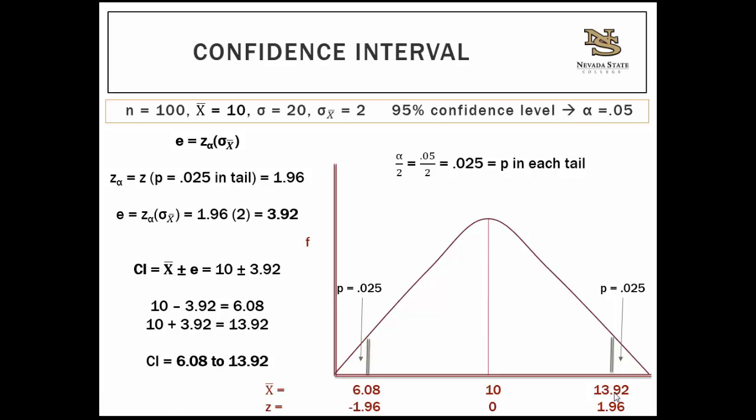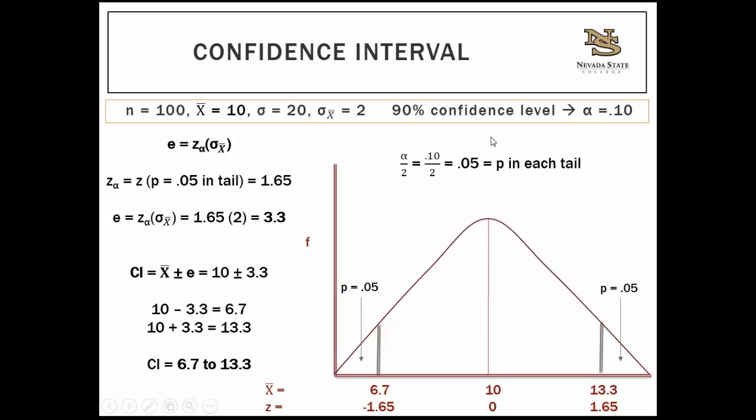Now notice, with a higher confidence level, we are more confident that the true population mean falls between these estimated values. But the interval is wider and is therefore less precise than a situation where we have a smaller confidence level. We're less confident that the population mean falls between these two values, but we have a more precise range.